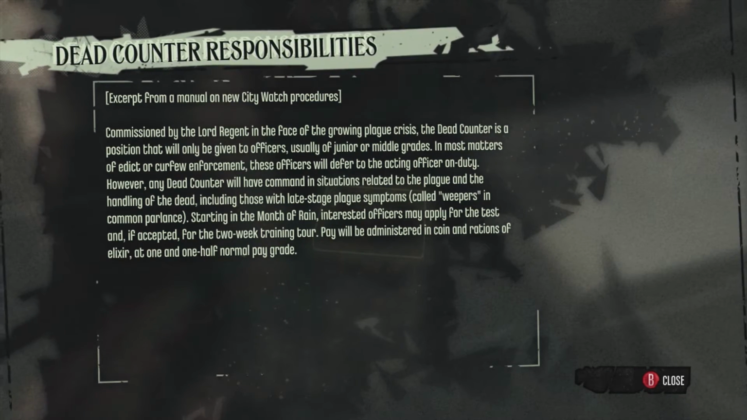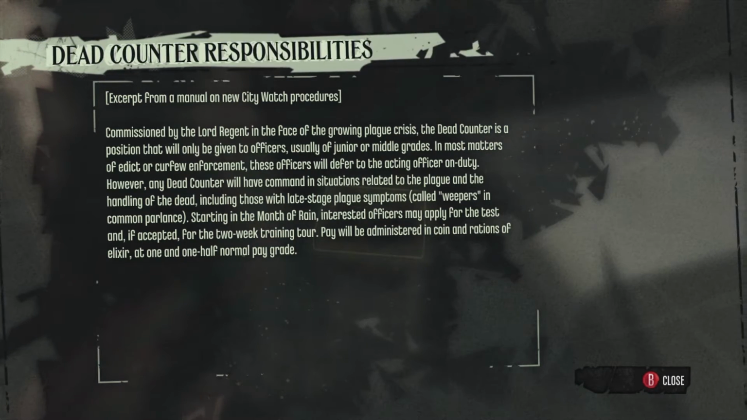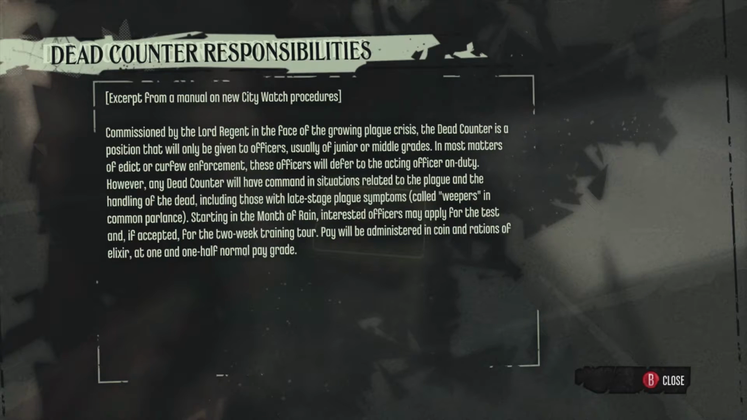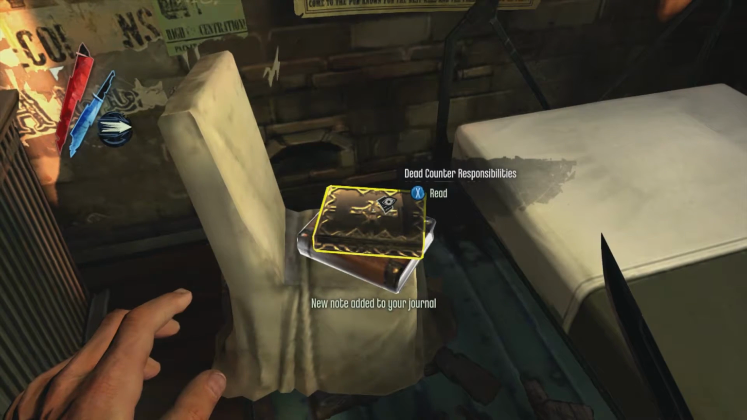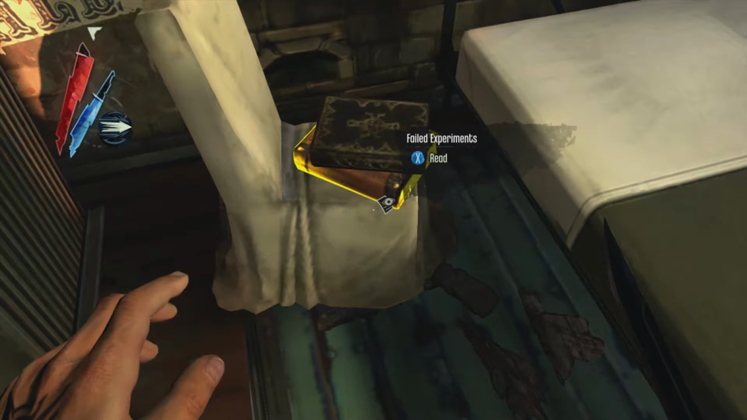So we'll see some dead counters in an upcoming episode, throwing some corpses into the river. Alright, let's keep going. Oh, there's a book under here. Failed Experiments. Let's check it out.